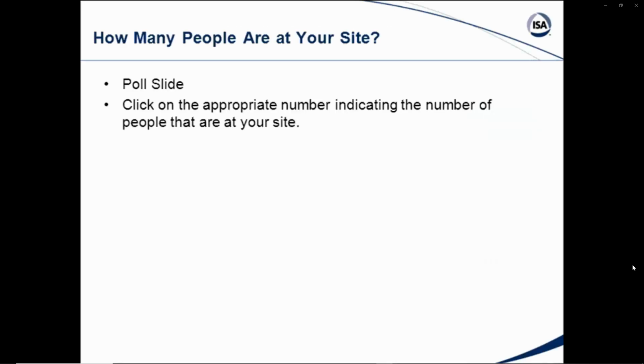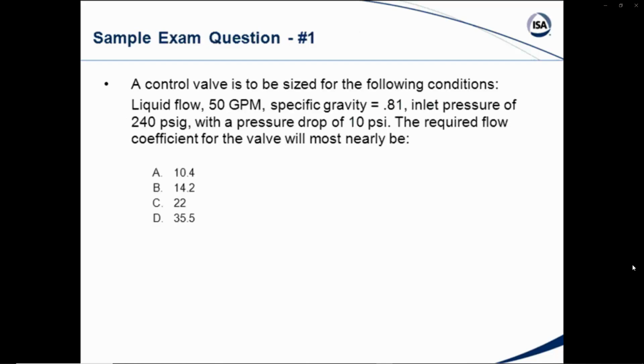And let's look at some sample problems, which are always interesting to see what could be on an exam. This first problem says we have a control valve to be sized for the following conditions: liquid flow 50 gallons per minute, specific gravity of 0.81, inlet pressure 240 pounds, and a pressure drop of 10. The required flow coefficient for the valve will most nearly equal 10.4, 14.2, 22.2, or 35.5.